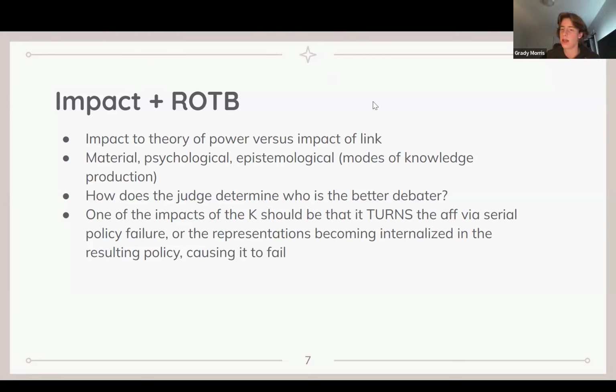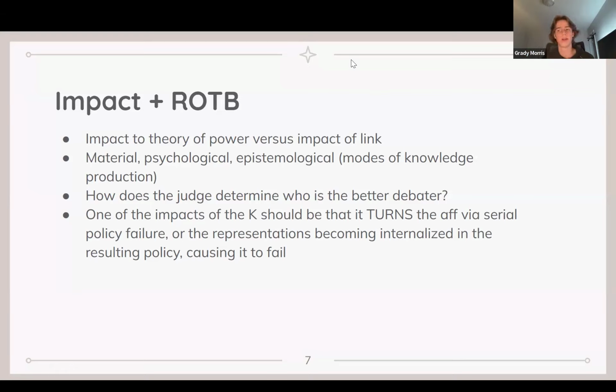Then the other thing is that one of the impacts of the K that you should be saying in the 2NR is that it turned the AFF through a few different areas. One of those would be what I explained above about how if you're reading a cap K, it could turn an unclosed AFF due to things like deep sea mining.